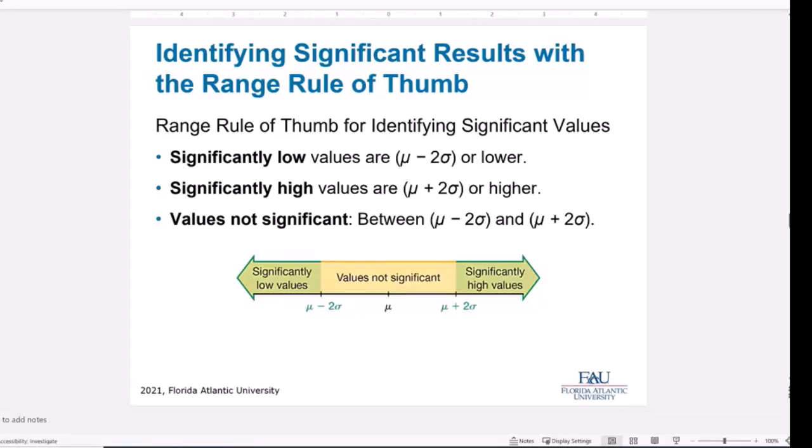Identifying significant results with the range rule of thumb. The range rule of thumb for identifying significant values: here's our mu, and we have to know our standard deviation. If I say mu plus 2 times our standard deviation, whatever that number is, if it's that number or above, it's significantly high. And if it's mu minus 2 times the standard deviation, then if it's that number or below, it's significantly low. And anything else between those two values is not significant.